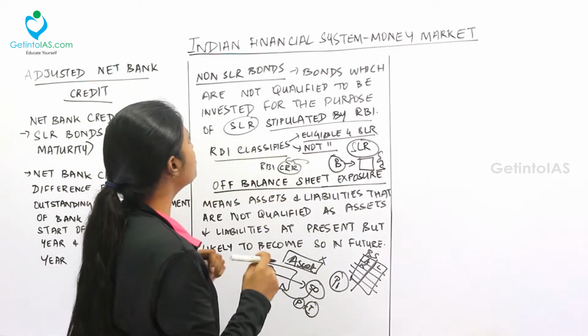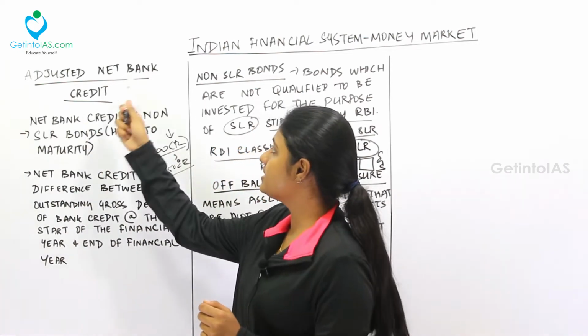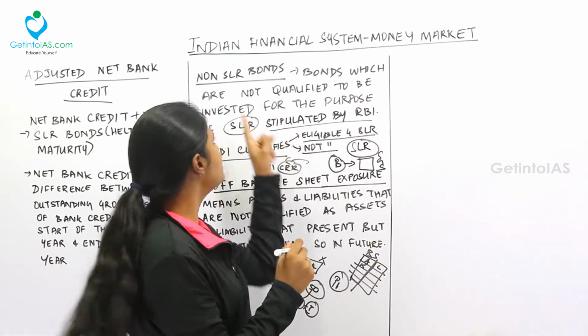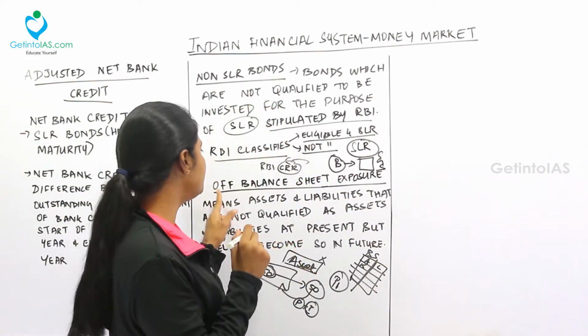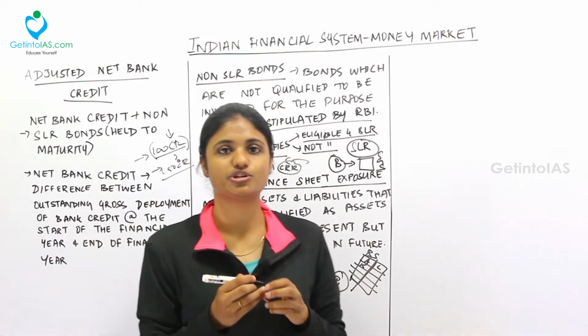So these are the three terms: first, the adjusted net bank credit; second, the non-SLR bonds; and third, the off-balance sheet exposure.